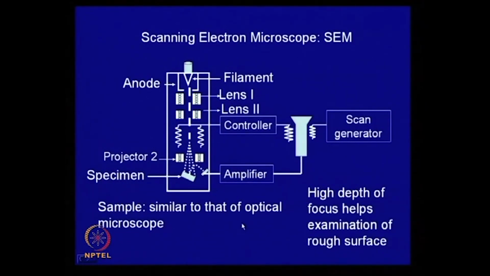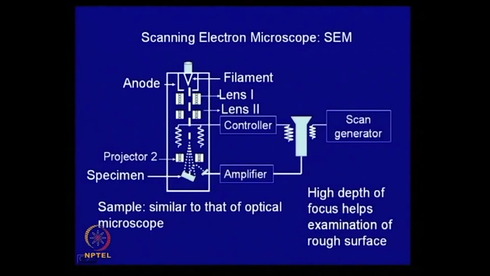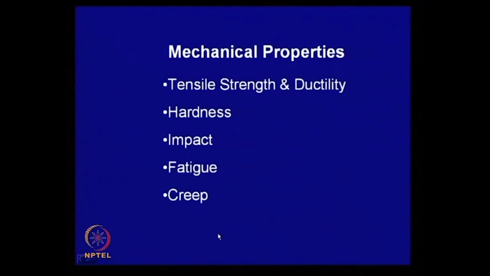Like in an optical microscope, if you want to see the microstructure at a very high magnification, you have to have an excellent surface finish. It should be mirror finished, and you should be able to bring the objective very close to the sample. Whereas in this particular case, it is not that critical. The sample surface can be much rougher; you can even record the fractured surface as well.